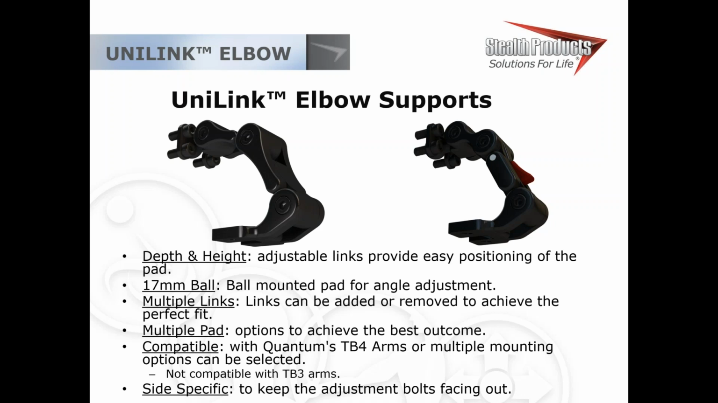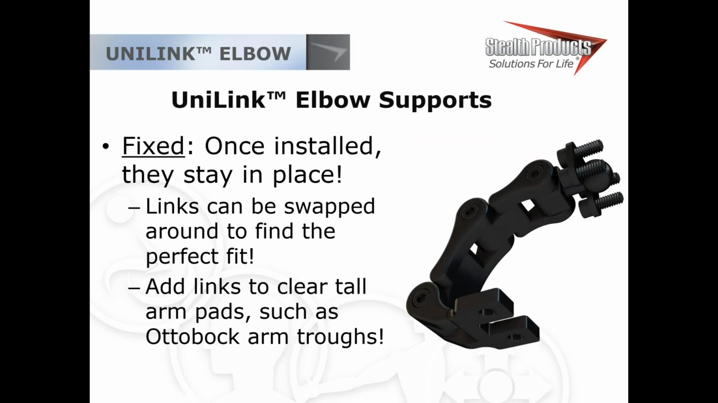Compatibility wise, right now, the two versions you're looking at come pre-configured with Quantum flip back armrest or TB4 armrest receivers. That is not compatible with your TB3, but we'll also have multiple cane clamps as an option as well. These are side specific, so the bolts always face out, so you can adjust it and tighten it down and put it where it needs to be. You cannot do that if those bolts are facing in, right? So your fixed is pretty straightforward.